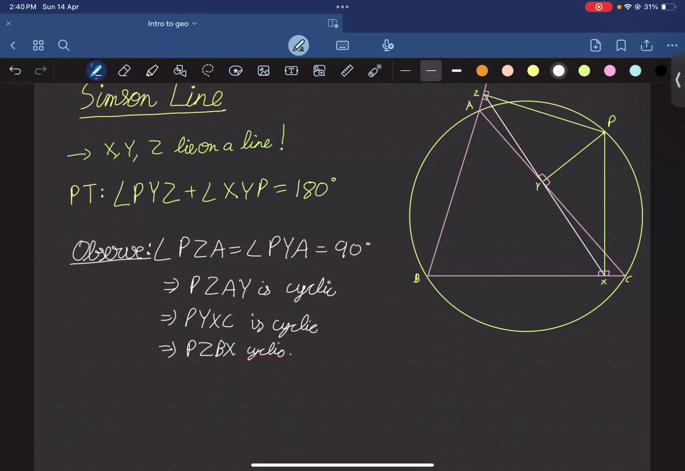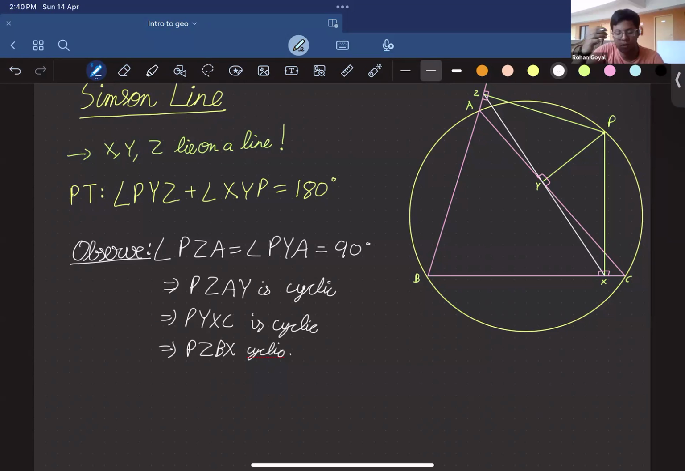I wanted to confirm that PYA is 90, right? Because we dropped the perpendicular onto AC. XYZ did not exist before. However, they were created when we dropped perpendiculars onto the three sides. Okay, got it.